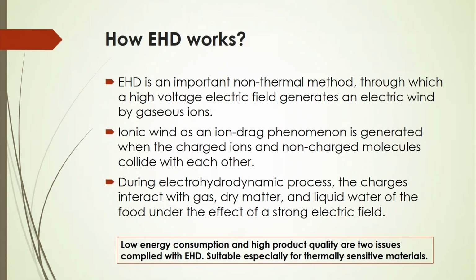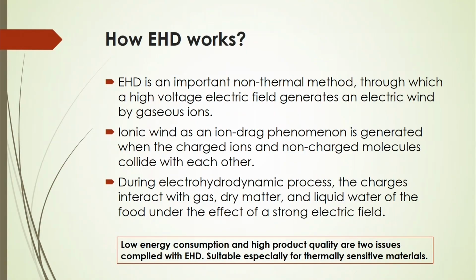Now, how does this electrohydrodynamic extraction process work? EHD is an important non-thermal method, in which a high voltage electric field is used for the extraction process. A high voltage electric field generates an electric wind by gaseous ions. That ionic wind, as an ion drag phenomenon, is generated when the charged ions and non-charged molecules collide with each other. During the EHD process, the charges interact with the gas, dry matter, and liquid water of the food under the effect of a strong electric field.